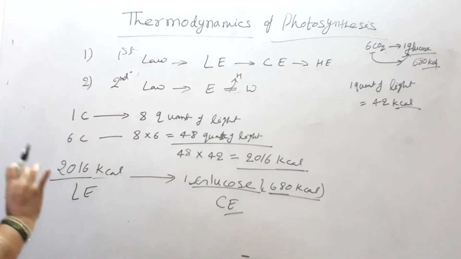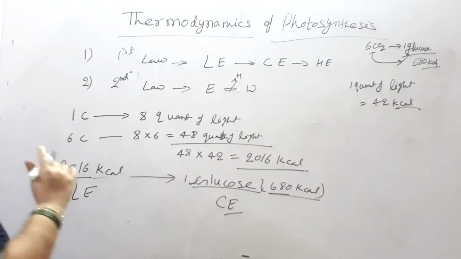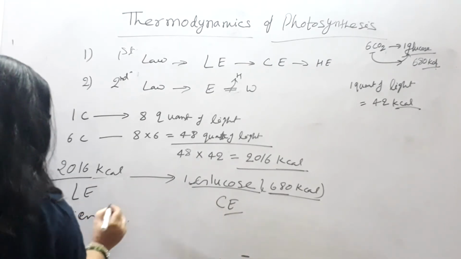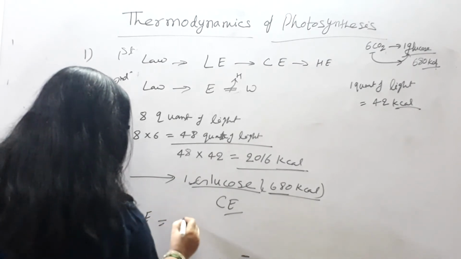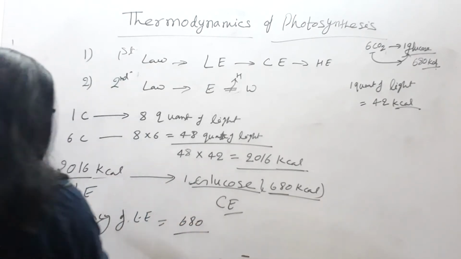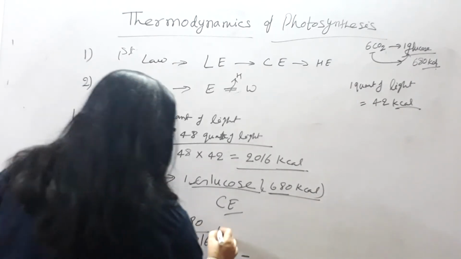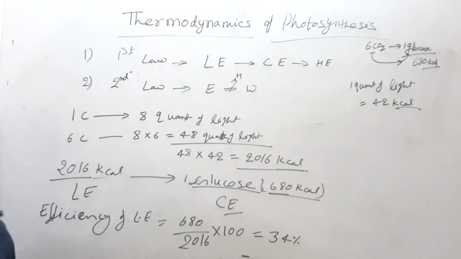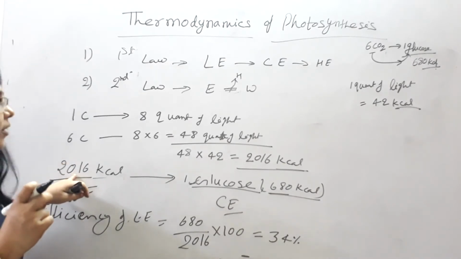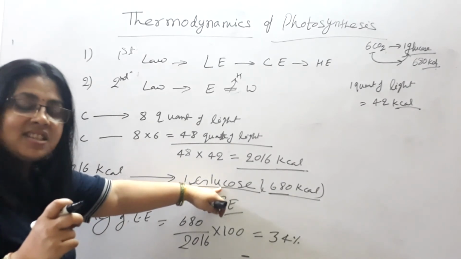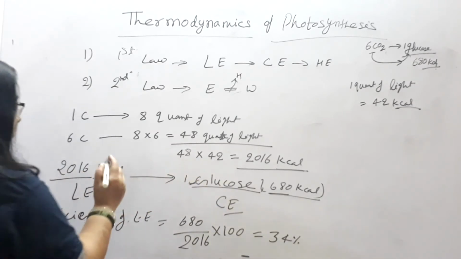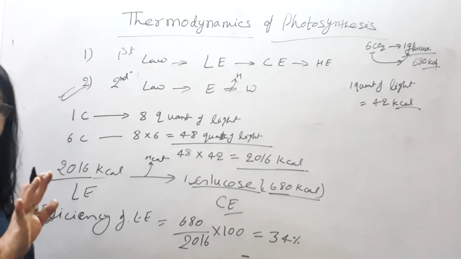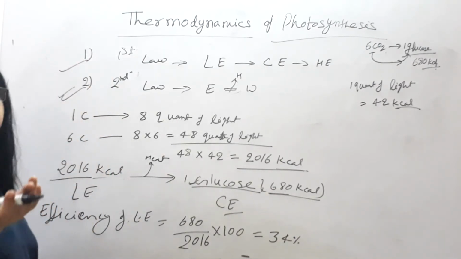Clear? Now, what is the efficiency of light energy converting into chemical energy? Now we calculate. Efficiency of light energy is equal to 680 by 2016 into 100, which is equal to 34%. It means only 34% of light energy is converted into chemical energy. The rest, 66%, is dissipated in the form of heat. This is the second law of thermodynamics. Fine? So in that way, this follows both the first and second laws of thermodynamics.